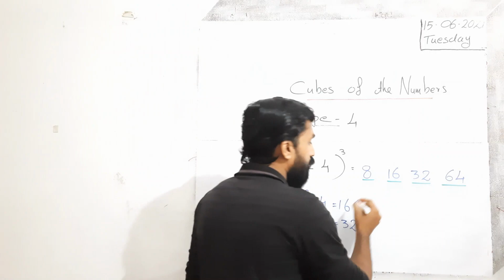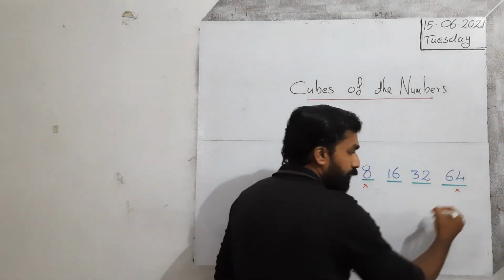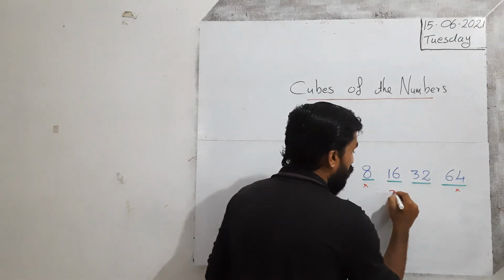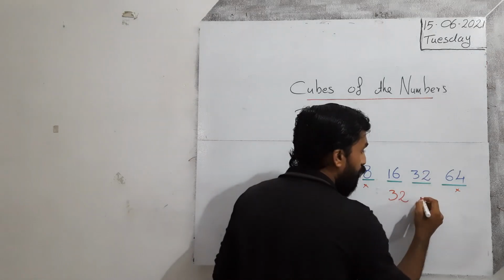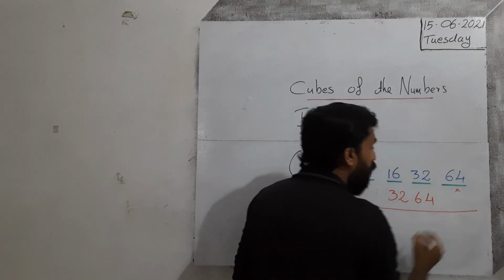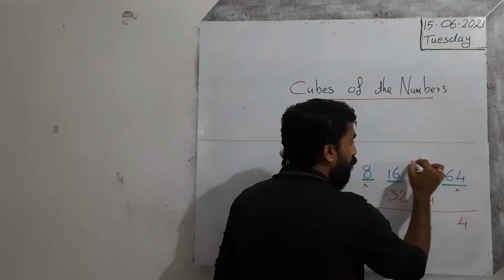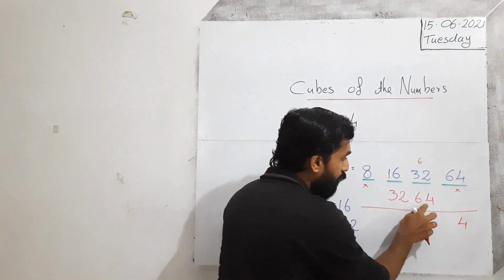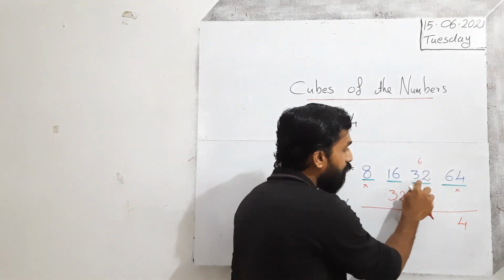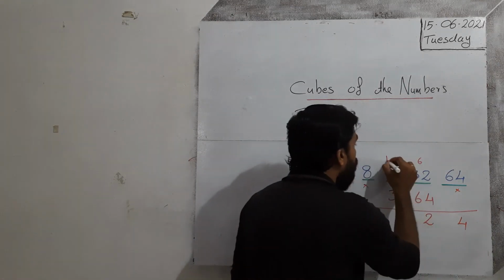Next step, the same as what we did just before. 8 and 64, just leave them. Find the double of this number 16, that is 32, and 32 doubled is 64. Next step, 64: here 4 you can write, then 6 will come here. 64 plus 6 is equal to 70. 70 plus 32 is equal to 102. So 2 you can write, and 10 will come here.